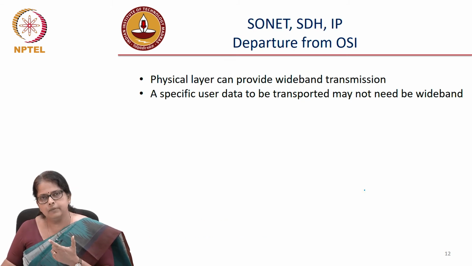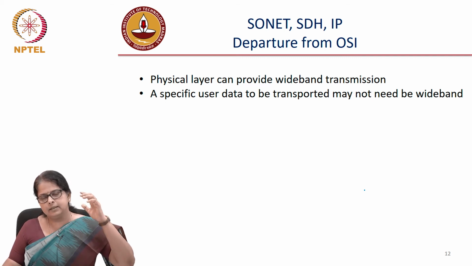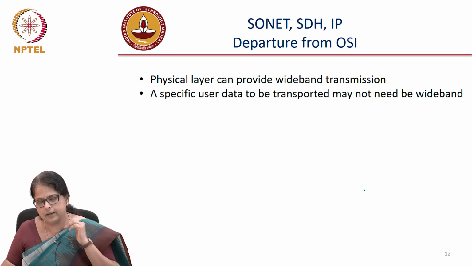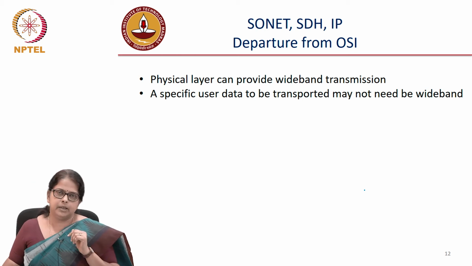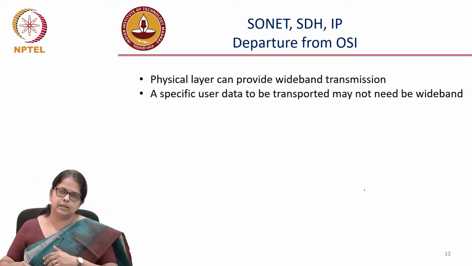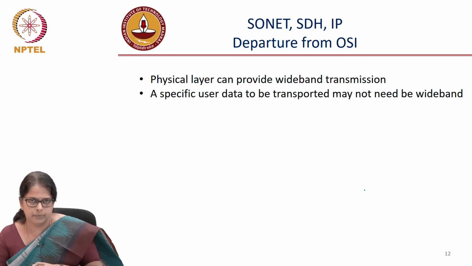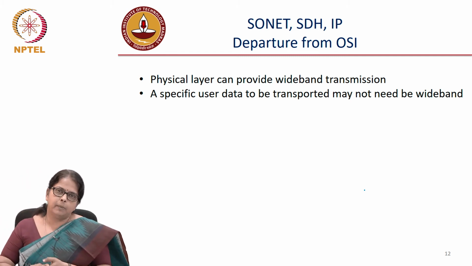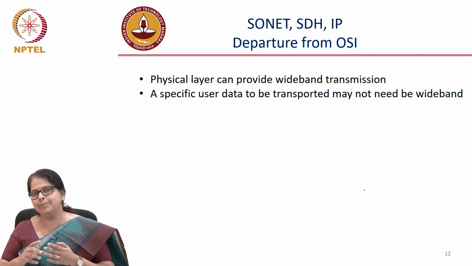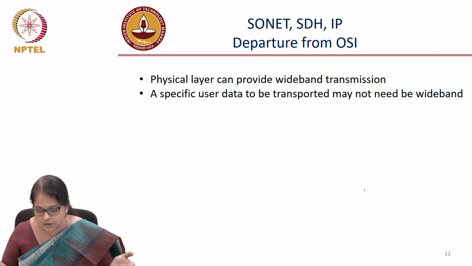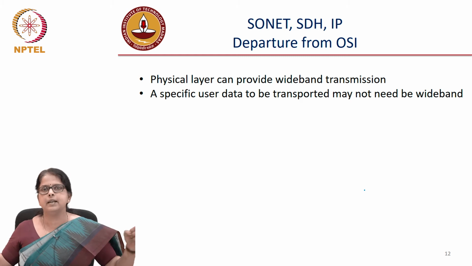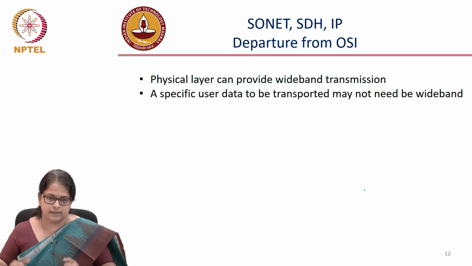So, now we will see that there is a slight departure from the 7 layers that are given by OSI in case of optical communication. All this layering was done on the basis of traditional wireline and wireless communication systems, but in optical communication systems we know that the fiber can provide a really large bandwidth. The physical layer can provide really wideband transmission.